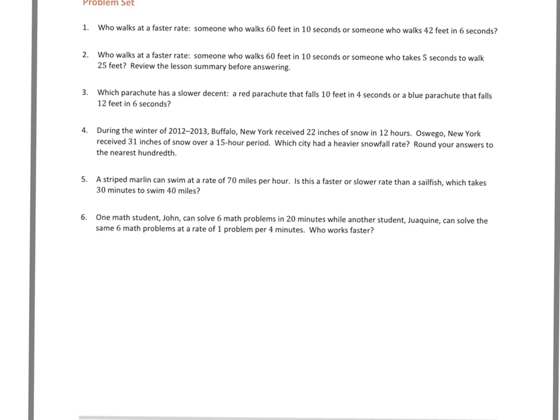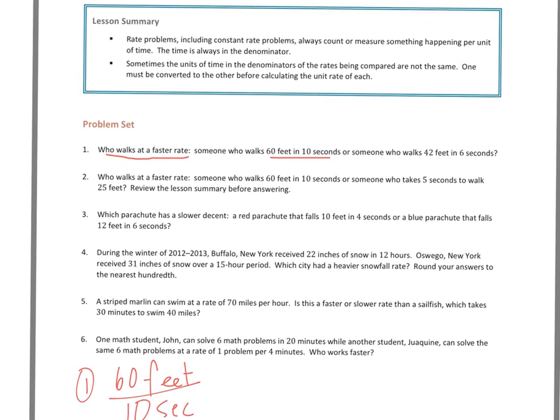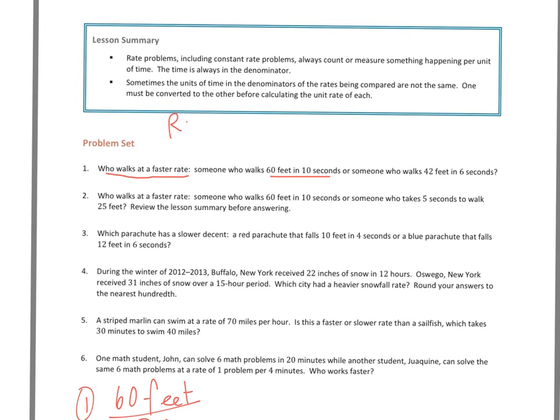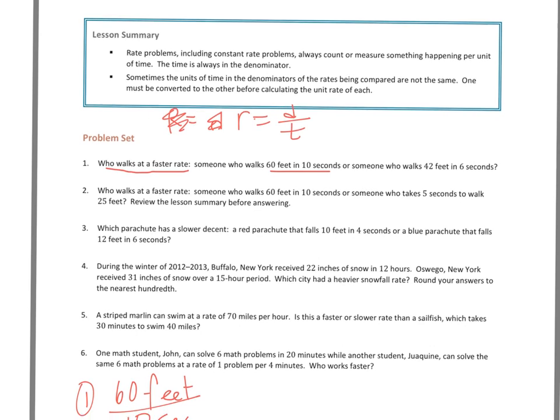So here we go with 1, and it says, who walks at a faster rate? Someone who walks 60 feet in 10 seconds, and I'm setting it up as distance over time, because remember, our formula is rate equals distance over time, or distance divided by time. So we're trying to find the rate of this.